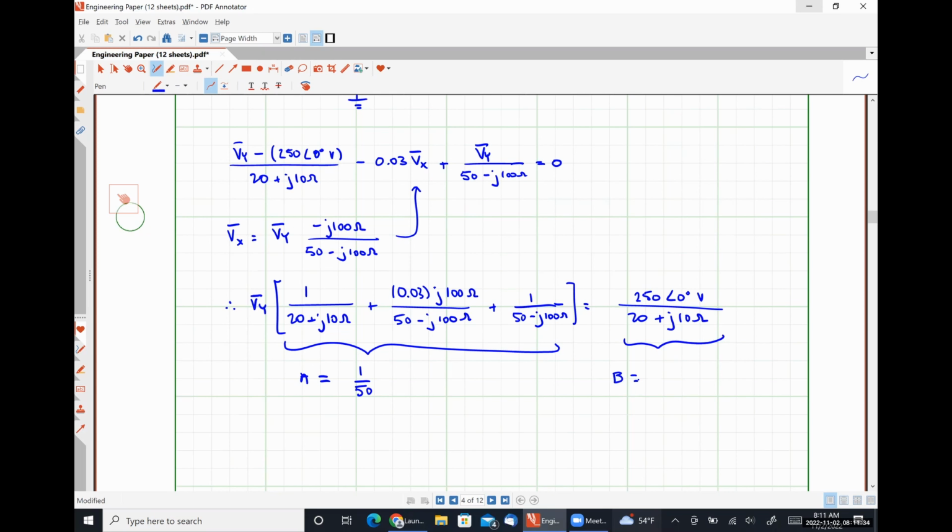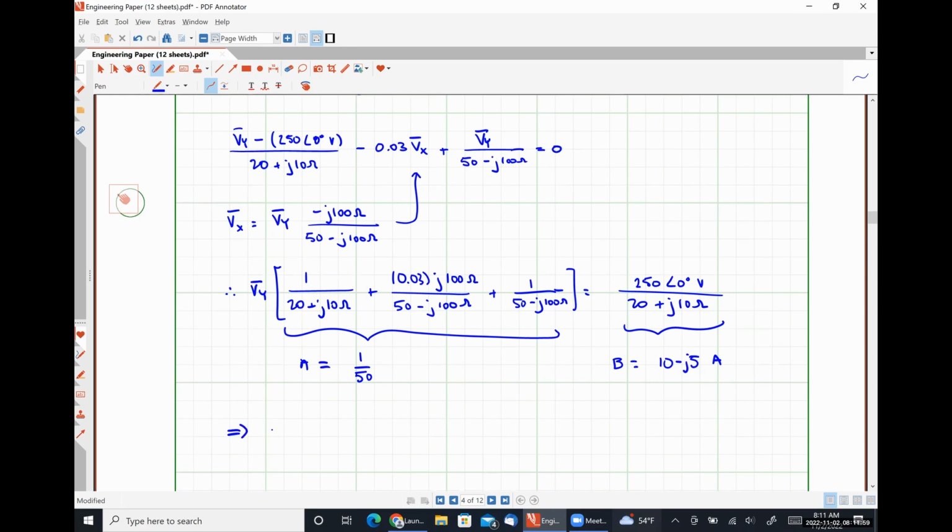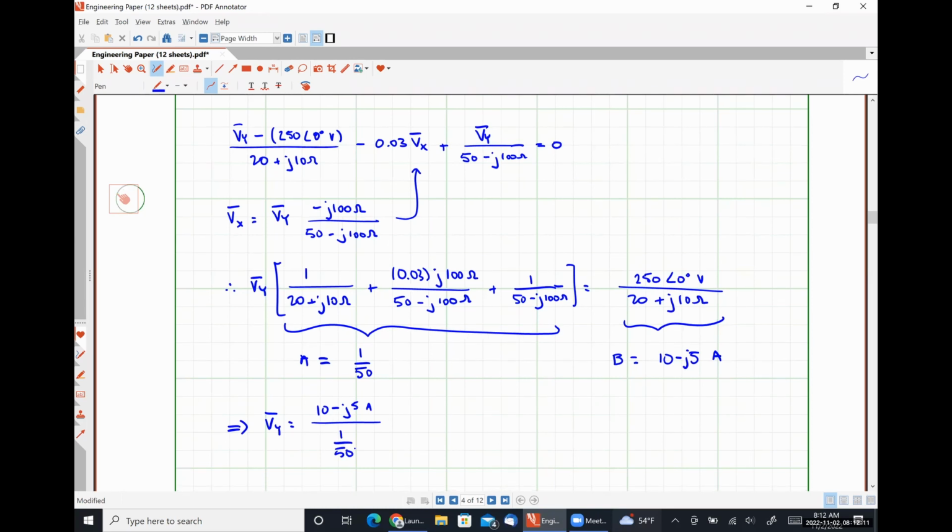B is 250 over 20 plus 10i, which comes out to be, goodness gracious, 10 minus j5 amps, and therefore Vy is 10 minus j5 amps over 1 over 50 ohms.